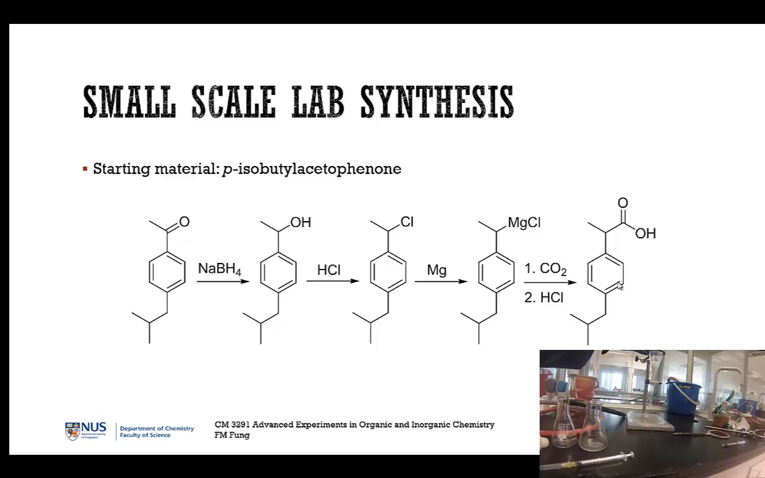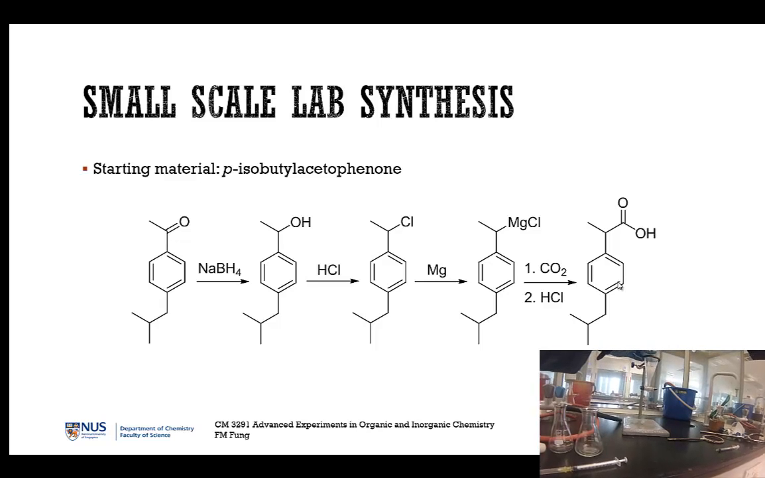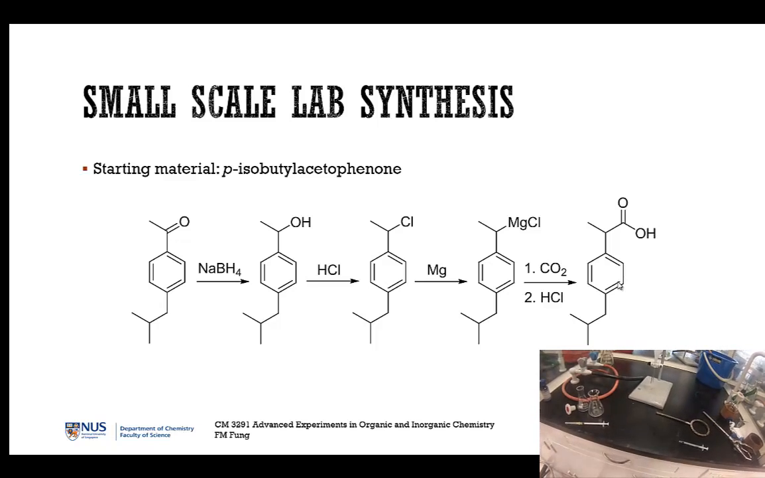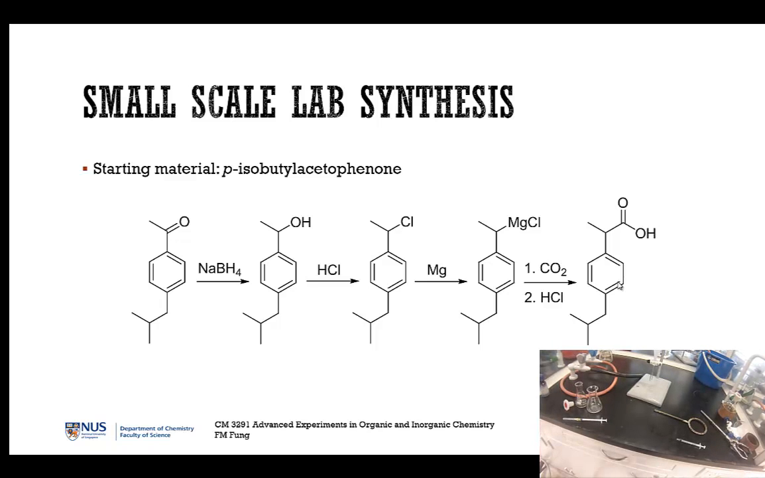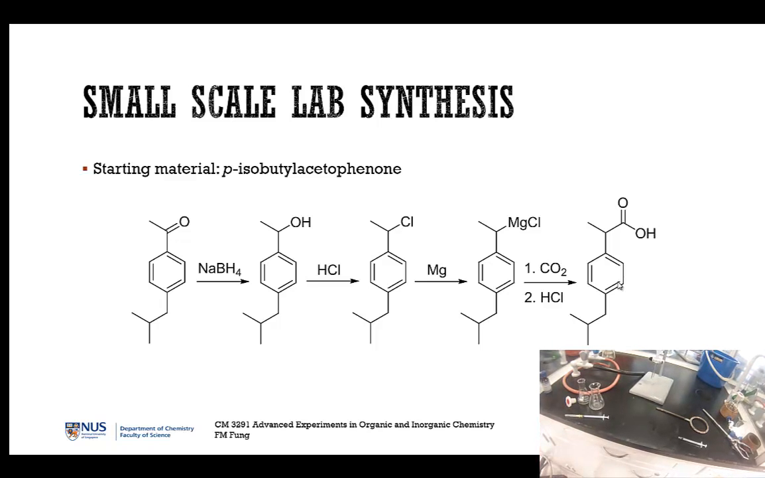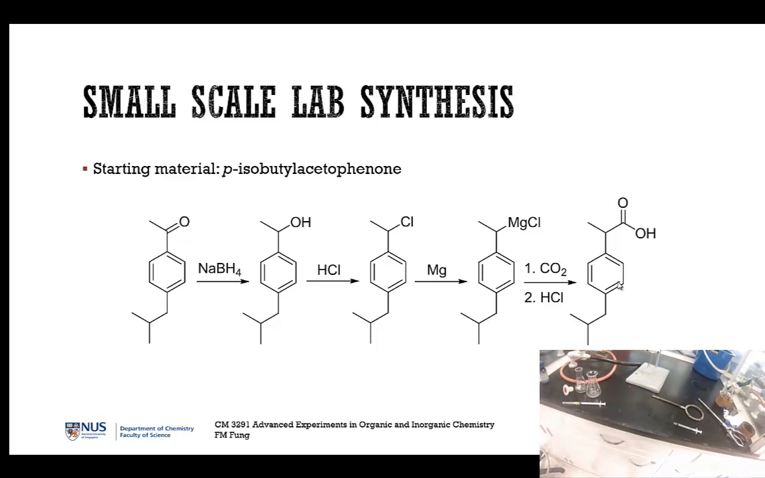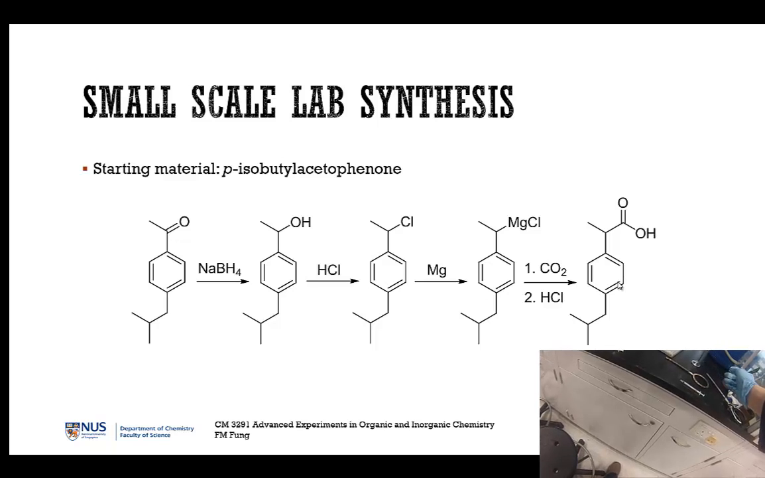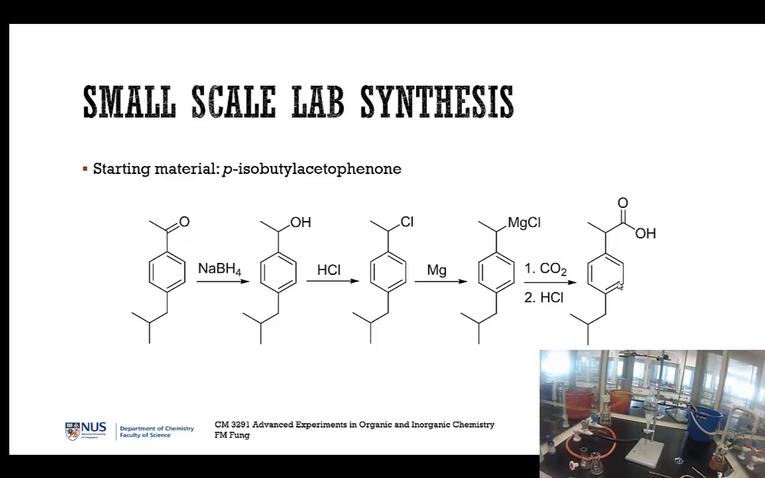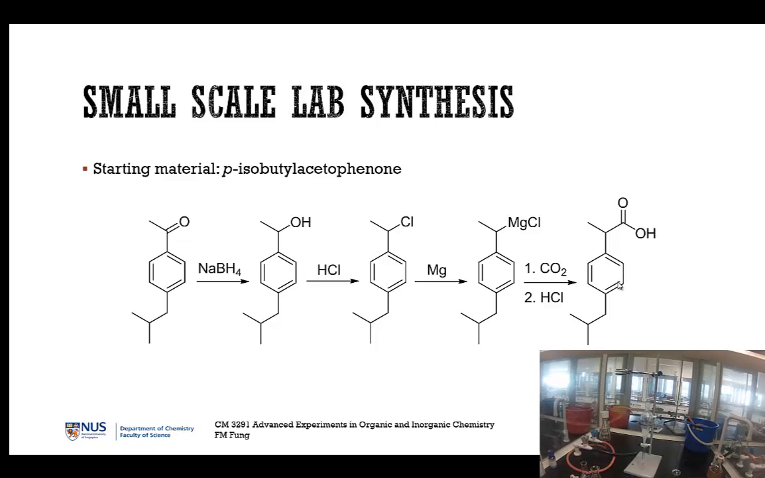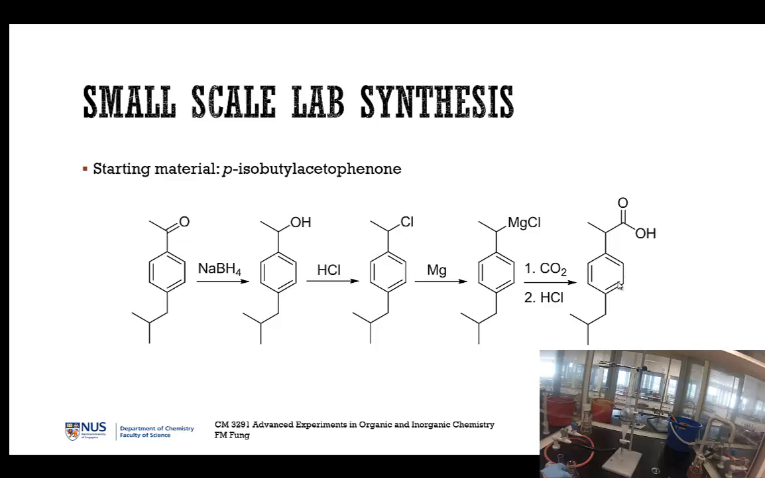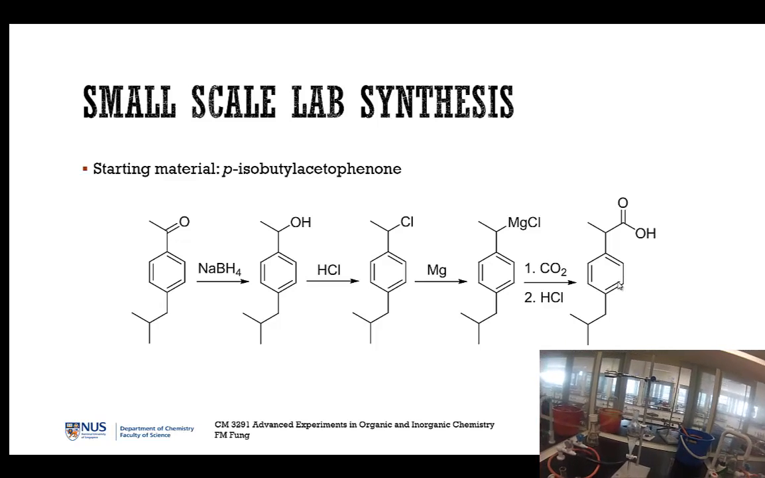Your starting material for the whole multi-step synthesis will be p-isobutylacetophenone, a ketone. First you do a very simple reduction using a mild reducing agent, sodium borohydride, to convert it to a secondary alcohol. After that, do a nucleophilic substitution using concentrated hydrochloric acid to change it to the alkyl halide. Then add magnesium to form the Grignard reagent, which attacks the electrophilic carbon of carbon dioxide in the form of dry ice, and on acidification you get your product, ibuprofen.